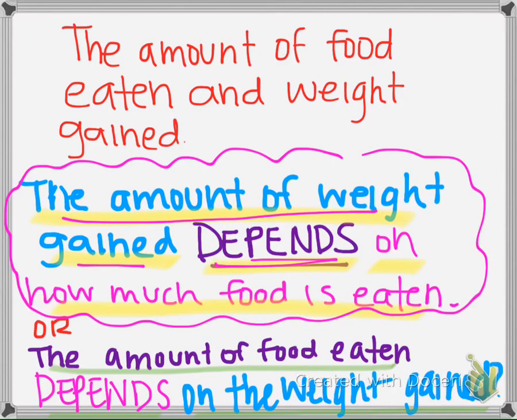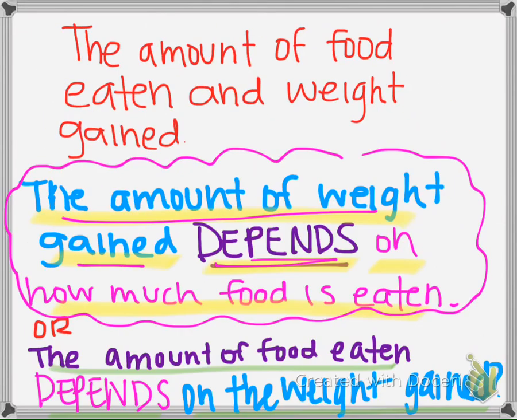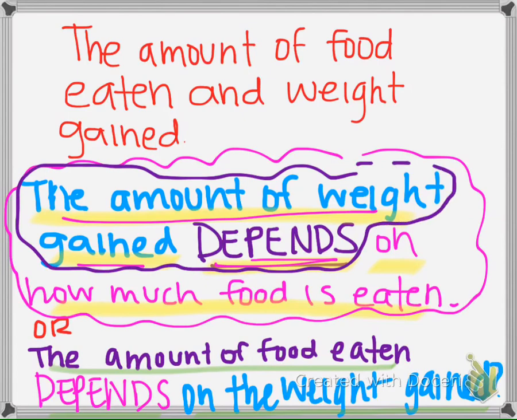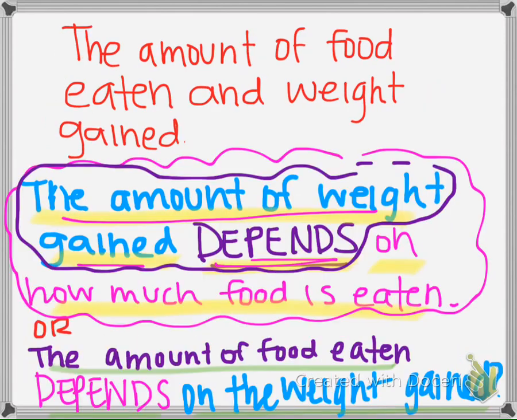So we have more control over how much food we eat. Our independent variable would be the amount of food eaten, and the dependent variable would be the amount of weight gained. Again, we have more control over the independent variable. Again, the amount of weight is depending, so it's the dependent variable. The amount of weight gained is the dependent variable, and the amount of food eaten is what we have more control over. That's the independent variable.